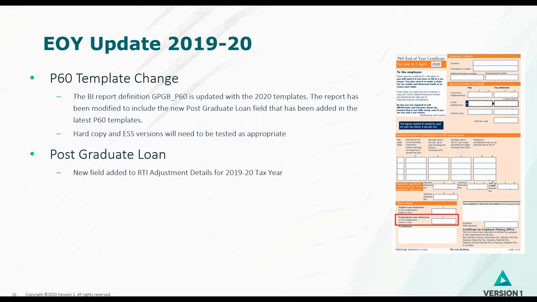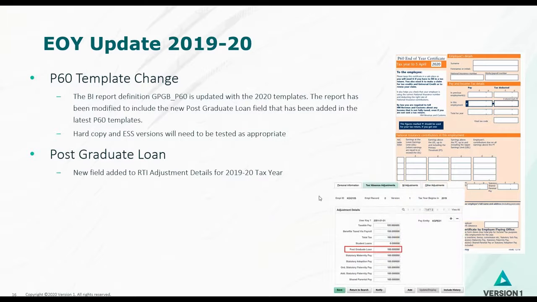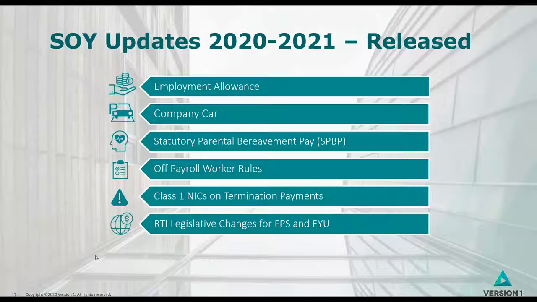Now then, in addition to that, there's a new field being added to the RTI adjustment details page for the current tax year as well, which is for postgraduate loans, as you can see there. So if you need to add anything into the adjustment page for that, that field is now available for you to use for the current tax year as well. There's not a huge amount of changes that we need to worry about for testing purposes, but those two items are important because they came out a little while ago, and it will be worth making sure that you've already applied those updates, and if not, follow through with the necessary changes that are required.